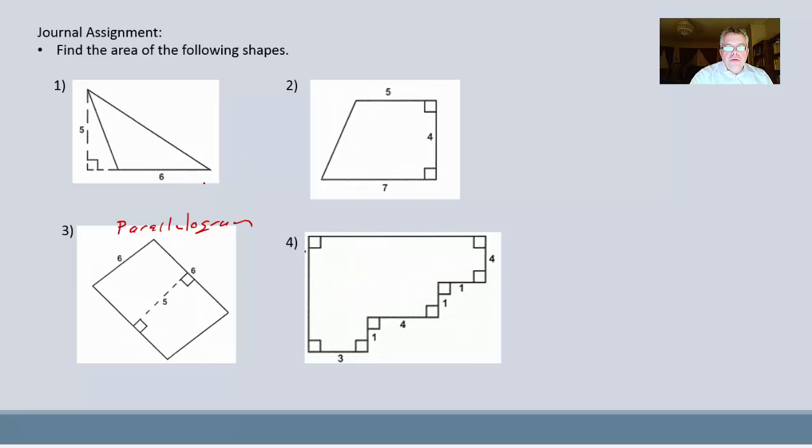So what I'd like you to do is make a quick sketch in your journal of the shapes and find the area. On this one here, you don't have to put in all the right angle symbols, okay? So just make a basic sketch of the shape, label the dimensions we know, and divide it up. All right, good luck.